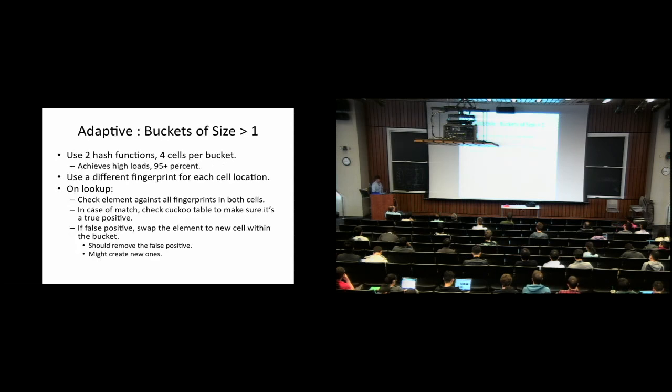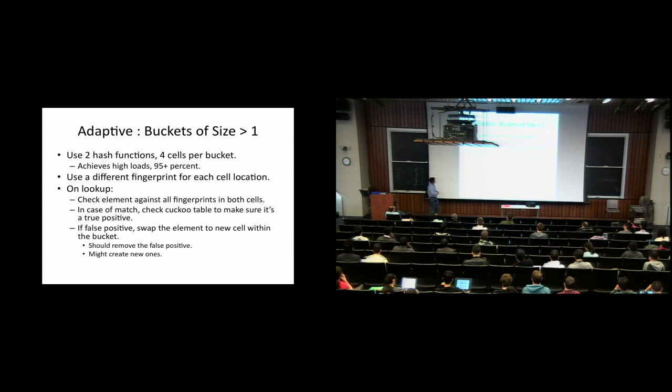An alternative approach, if we were using 2 hash functions, 4 cells per bucket, is to just use a different fingerprint for each cell location, right? So we have 4 items within the bucket. Remember before when we were talking about the Cuckoo filter, we said we can shave a bit by ordering them in a nice way by sorting them. So here we're going to use the fact that we can reorder the elements in a different way. We'll use a different hash function for each location.